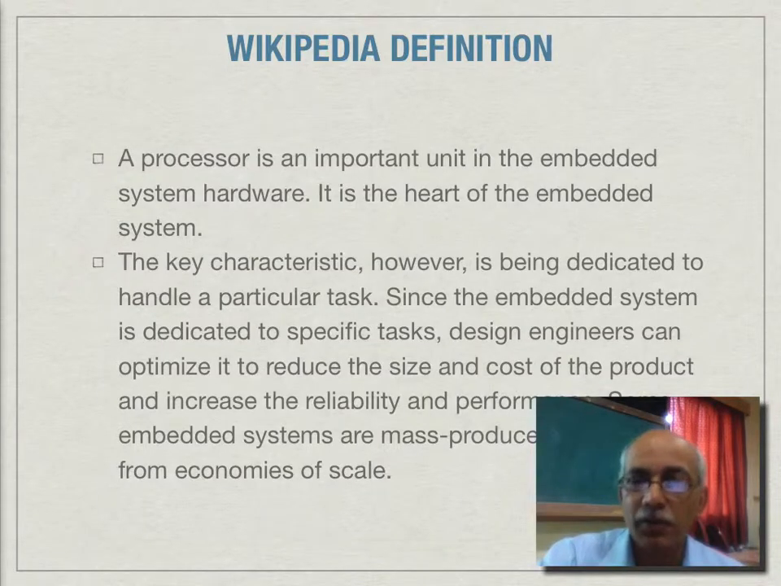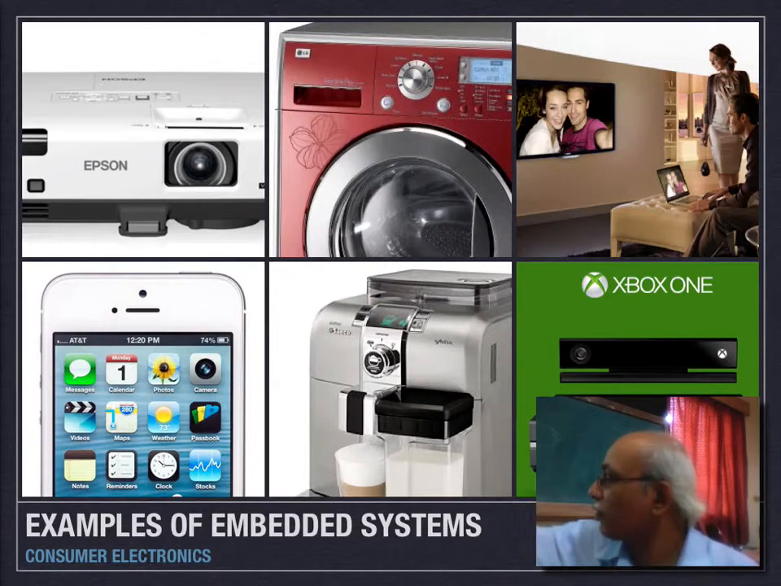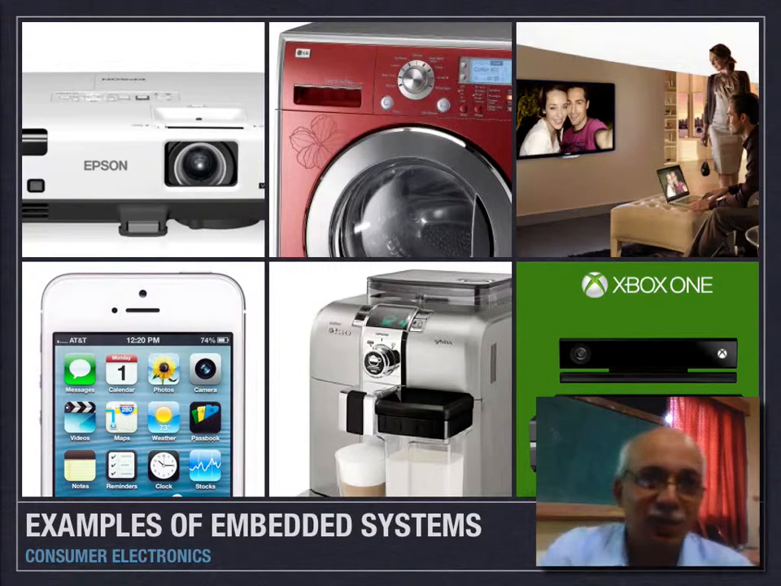So, consumer electronics, if you look at that field, you will find that there are many devices around us, like this projector. It is also an embedded system because it is intelligent, and the washing machine, all consumer electronics, televisions, every device around us is having a processor, right. What is the middle one? Coffee vending machine, and this everybody knows, the last one, it is a gaming console. So there are lots of consumer electronic devices which we categorize as embedded systems.